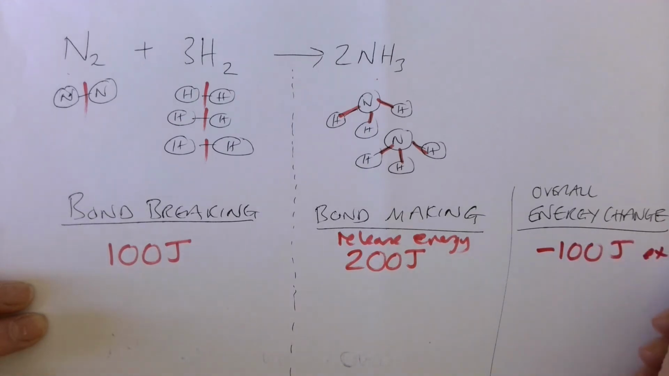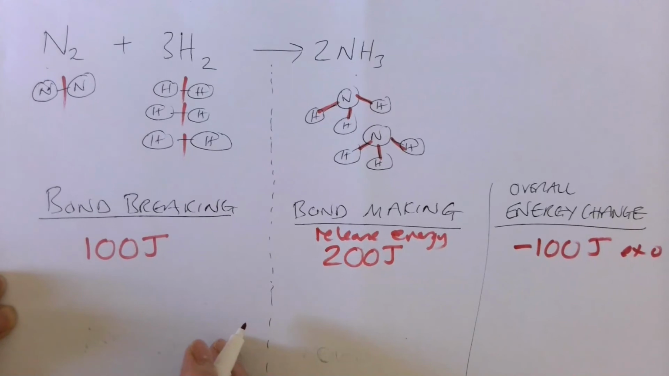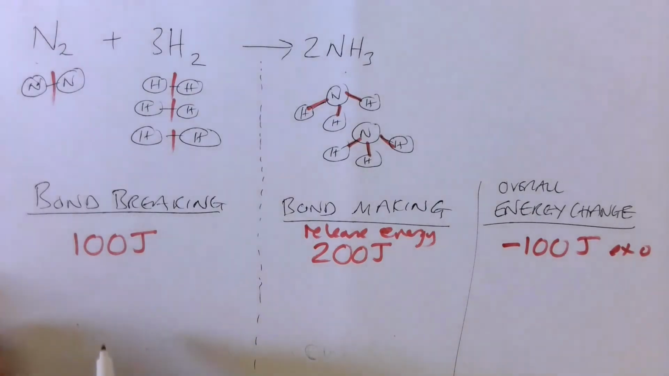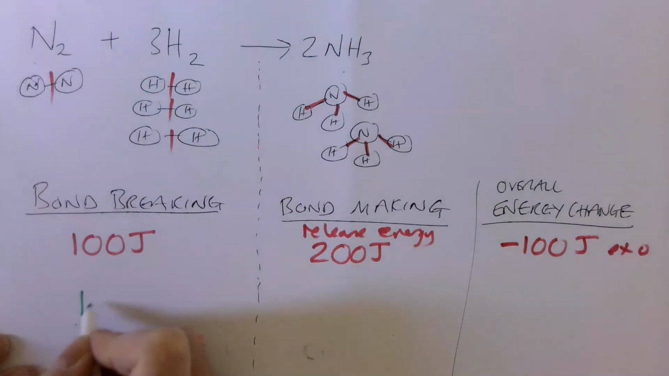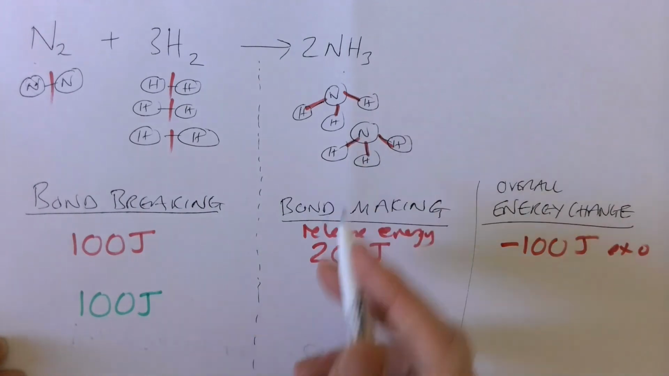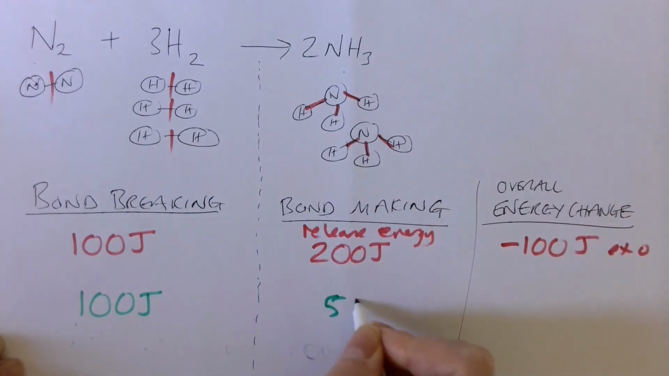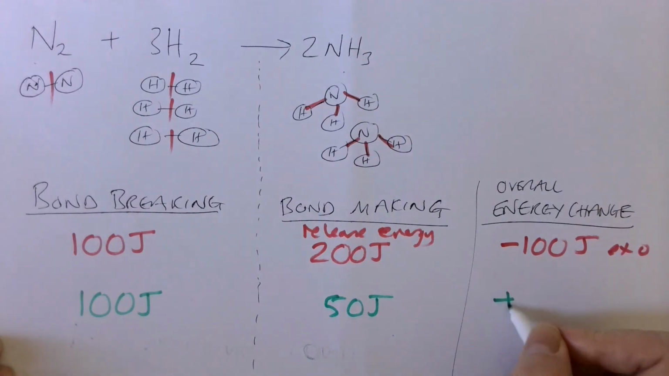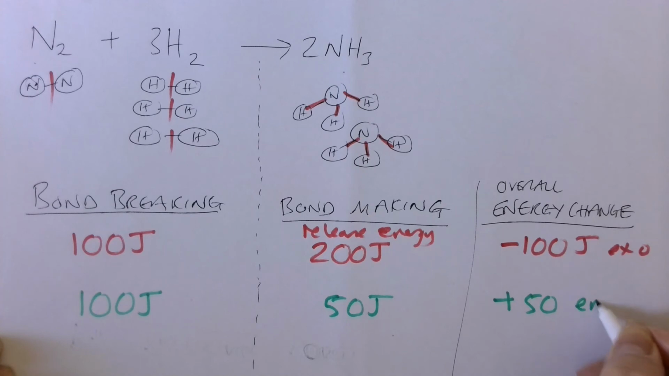It's an exothermic reaction. More energy was released to the surroundings than was taken in to break the bonds in the first place. If it happened to be an endothermic reaction, which it isn't in this case, but let's just imagine it is, let's say we still put in 100 joules of energy to break all the bonds this time. But when the new bonds were formed, it only released 50 joules of energy. Therefore, we've got a plus 50, and it would be an endothermic reaction. So I hope that helps you understand the difference between the two.